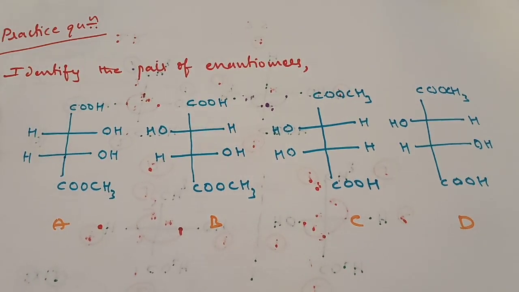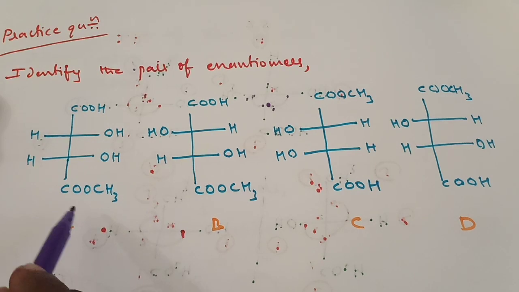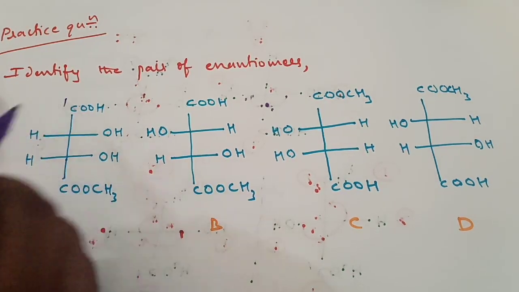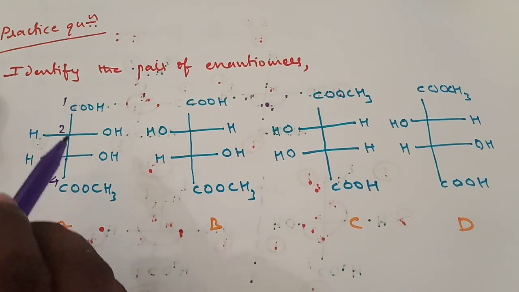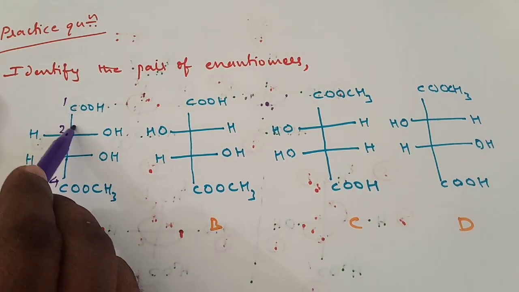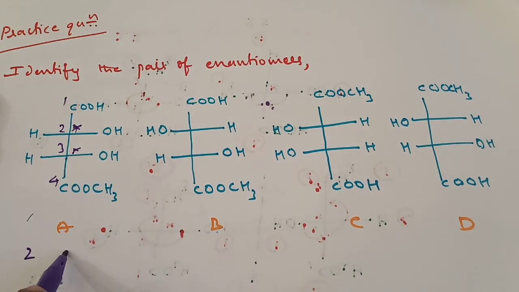Make sure to give the numbering first. Here, see, carboxylic acid and ester are present. Carboxylic acid is the king of functional groups, so it gets the first number: 1, 2, 3, 4. Like this you have to give the numbering. And here, what are the chiral centers? Second carbon and third carbon are the chiral centers. So I find out the absolute configuration at the second and third carbon.